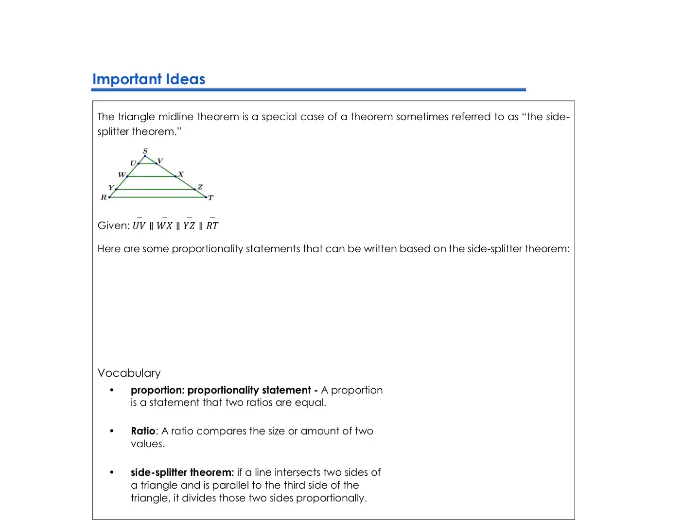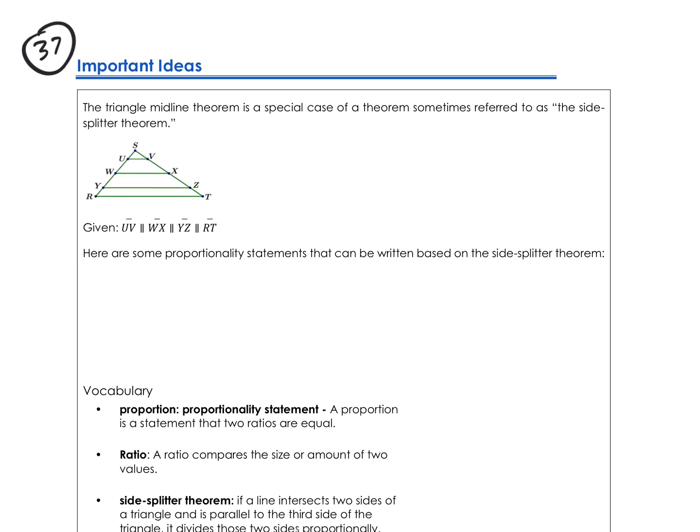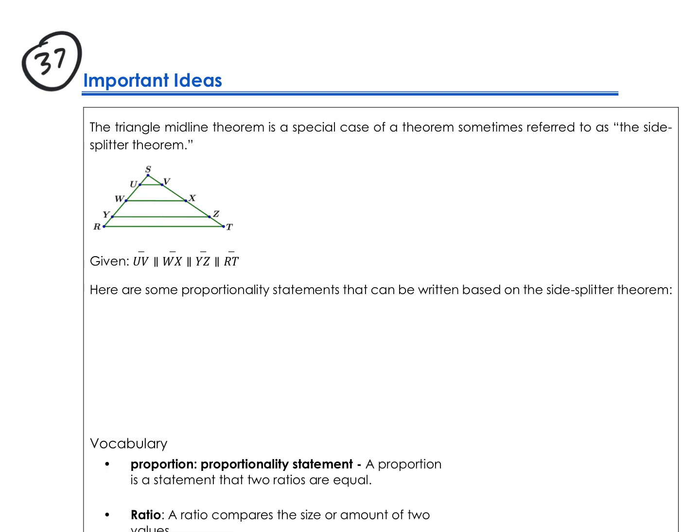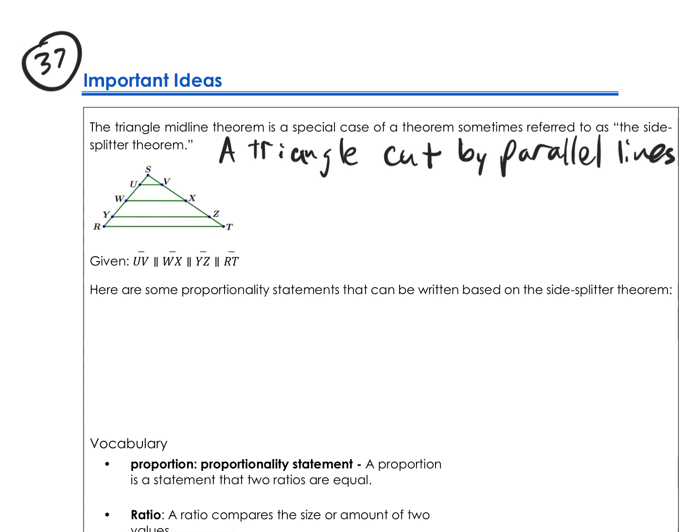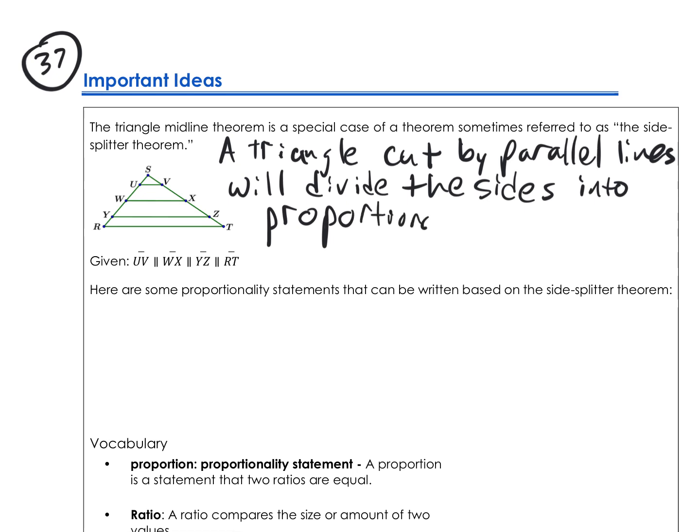So if you flip with me to page 37 here, then we'll summarize this and get to work. If we have a triangle and we have cut it with some parallel lines, the key is that those parallel lines will cut the two sides into proportional parts. All right, so a triangle cut by parallel lines will make proportional parts. We'll divide the sides into proportional parts, okay?